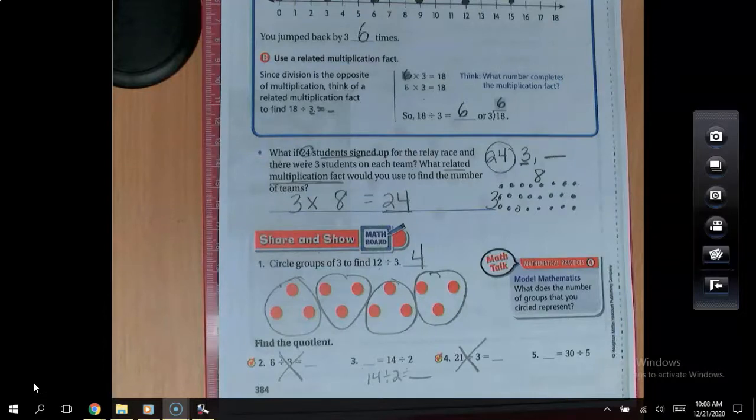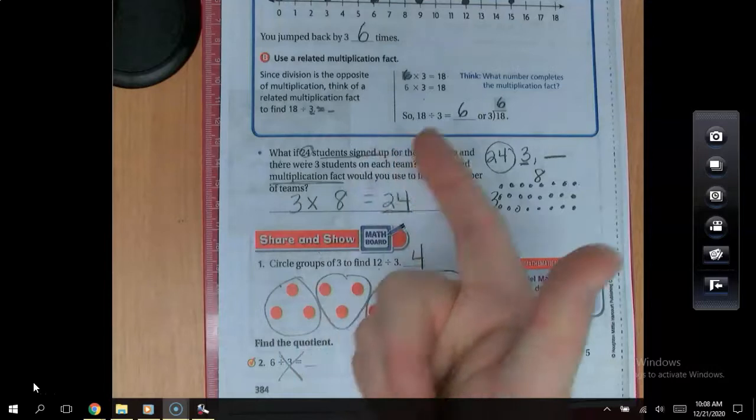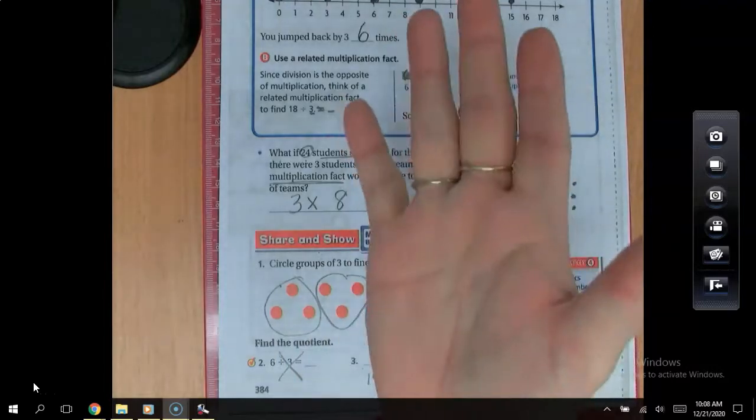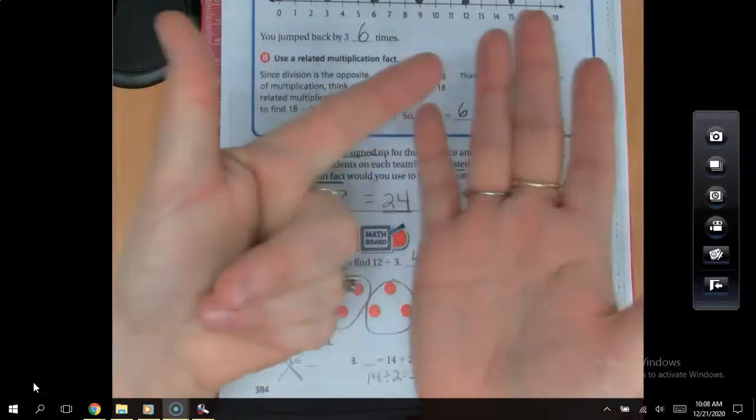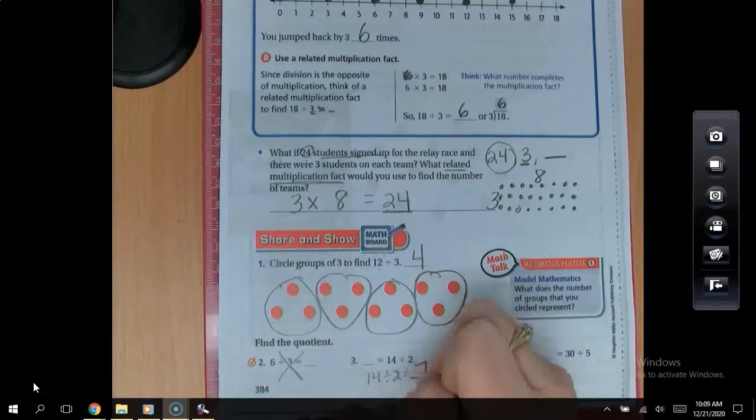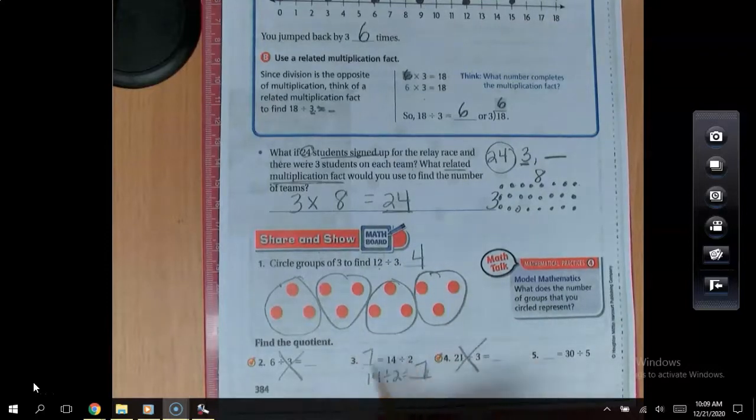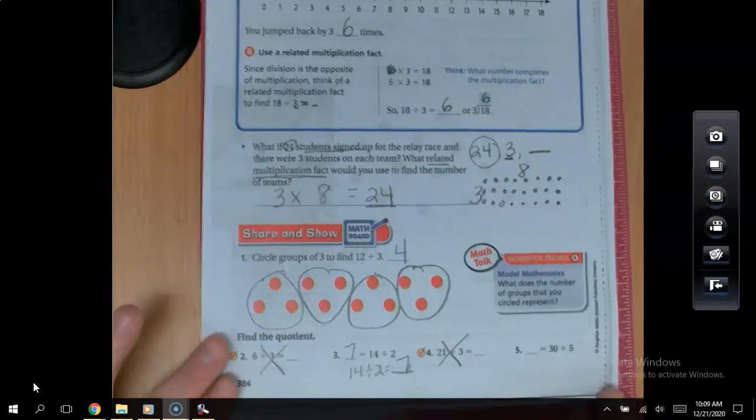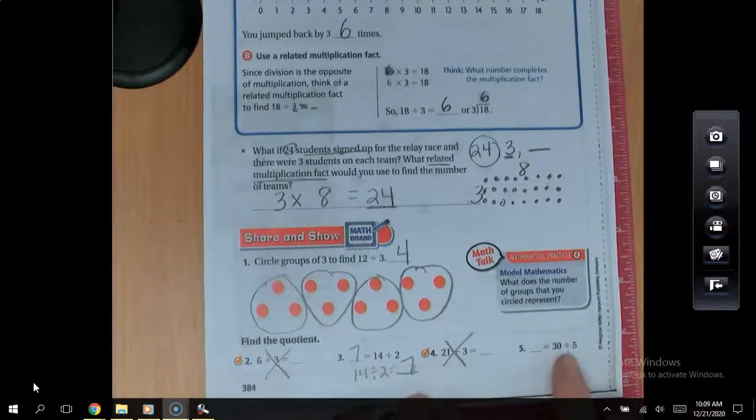Well, think about the related multiplication fact. What number times 2 equals 14? If you don't know that, you could count by 2s until you get to 14, or you could draw a picture. 2, 4, 6, 8, 10, 12, 14. How many is that? 7. So 7 times 2 equals 14. That's correct.